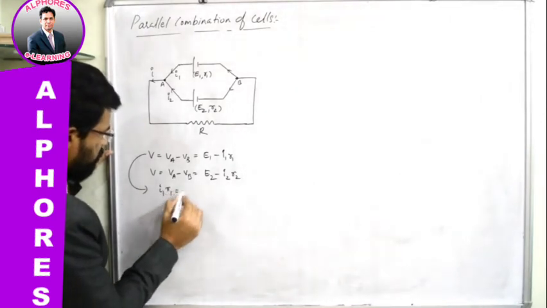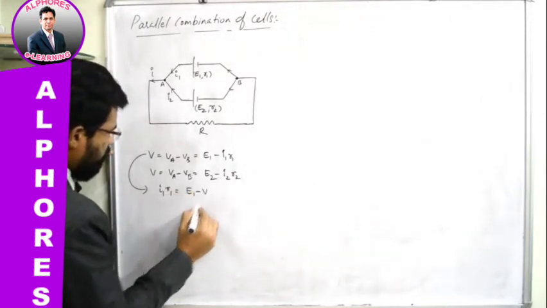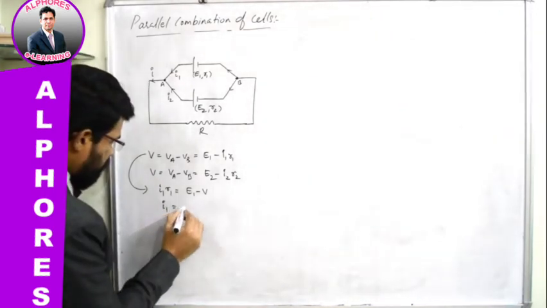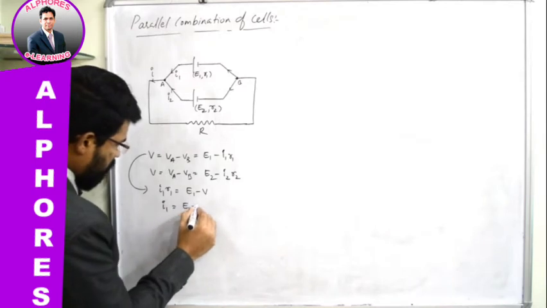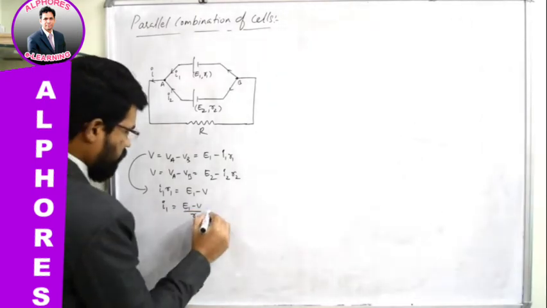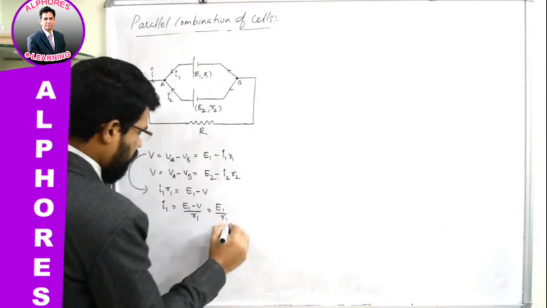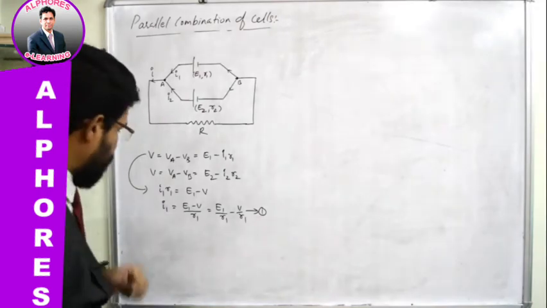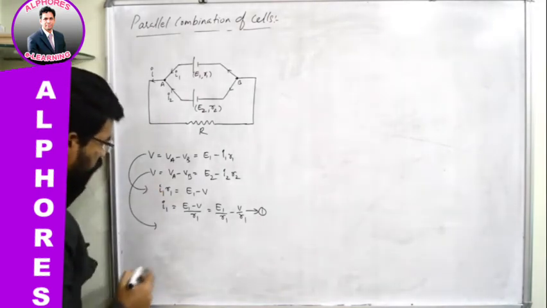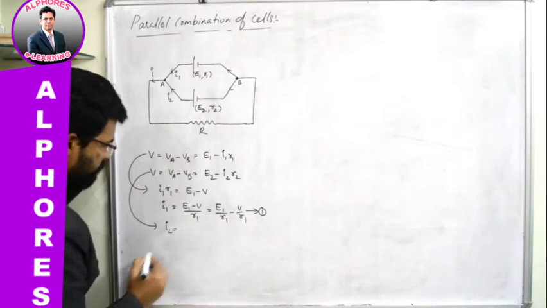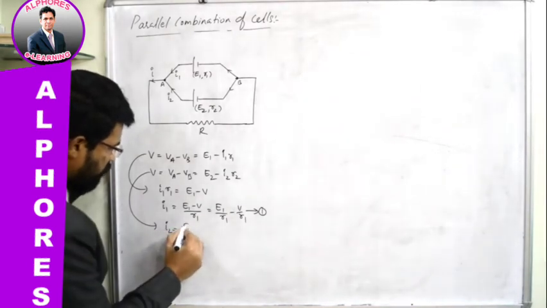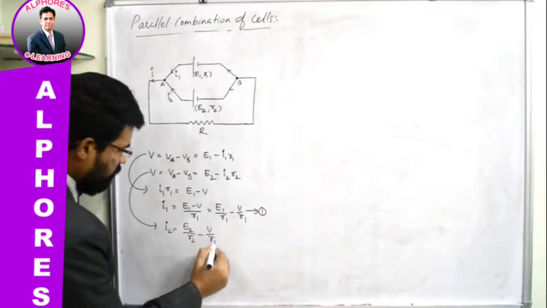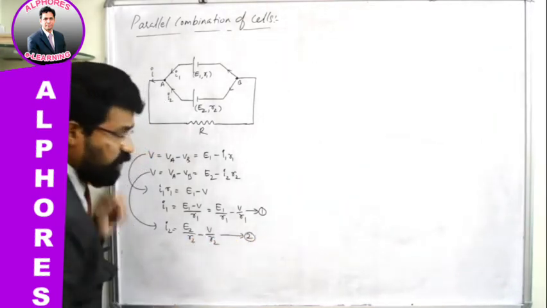Now I am going to slightly modify this equation. I1 R1 is equal to E1 minus V. Yes, of course we can write it like this. From this, I1 can be written as (E1 minus V) by R1, or E1 by R1 minus V by R1. Let it be equation number 1. And similarly, from the other equation, I2 can be written as E2 by R2 minus V by R2. Let it be equation number 2.